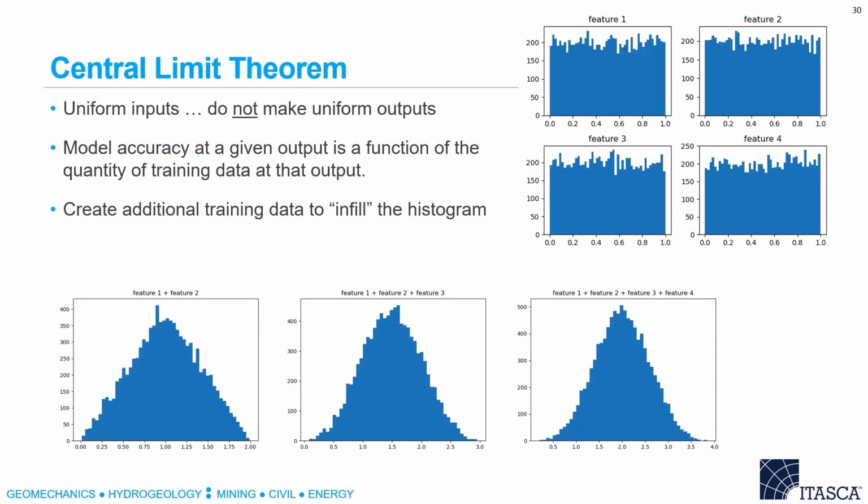Another important thing to understand when generating your own data set is the central limit theorem. In short, uniform inputs do not lead to uniform outputs. Even though we will likely sample our features uniformly, the outputs end up being normally distributed when your inputs are combined in an additive way, and end up being log normal when your inputs are combined in a multiplicative way. Since model accuracy at a given output is largely a function of the quantity of training data at that output, this means that you may end up with poor predictions for low or high target values.